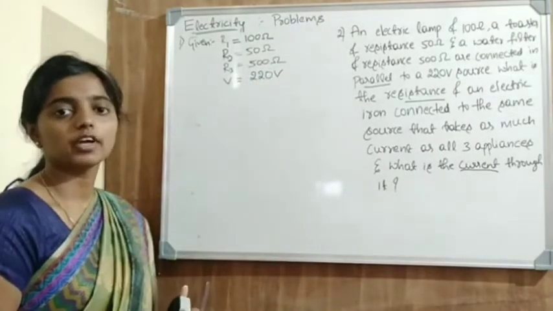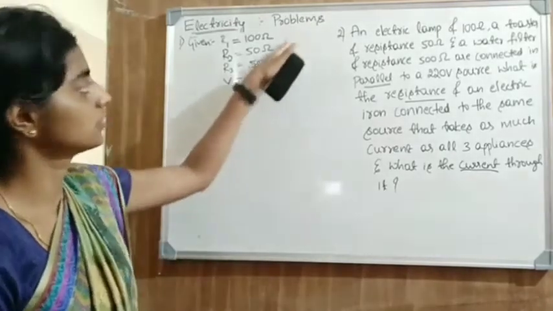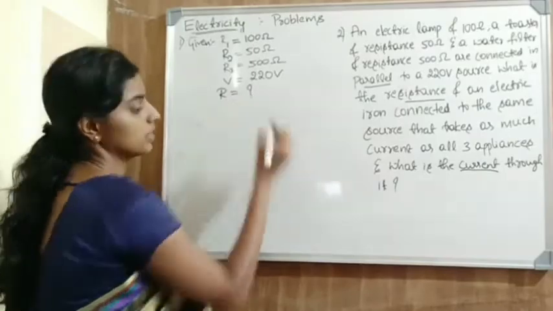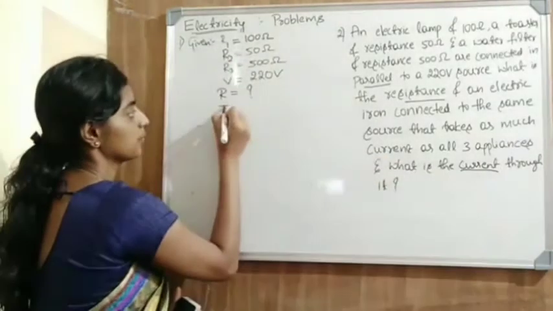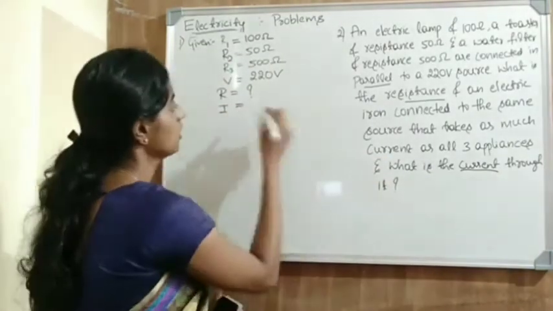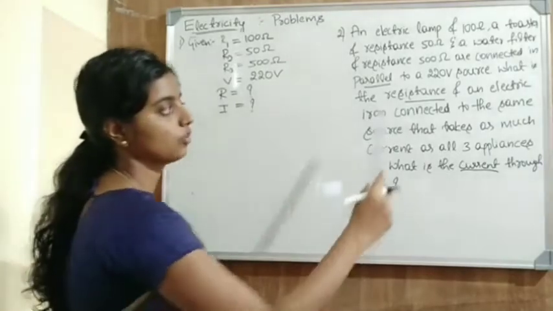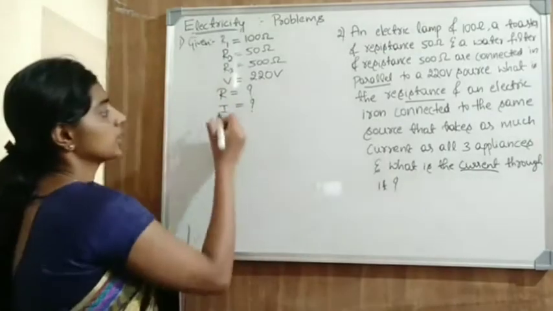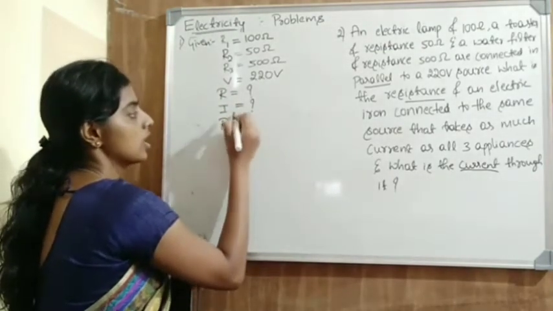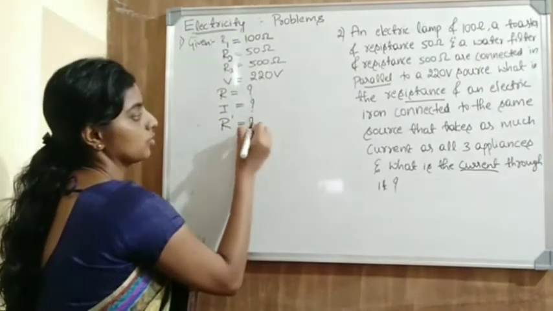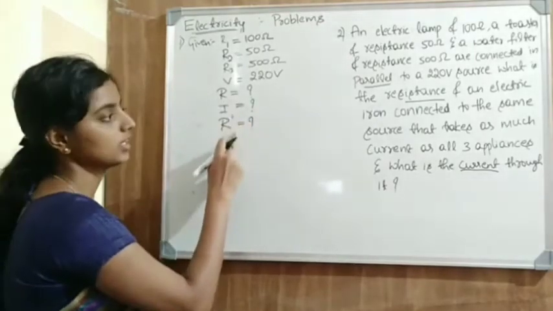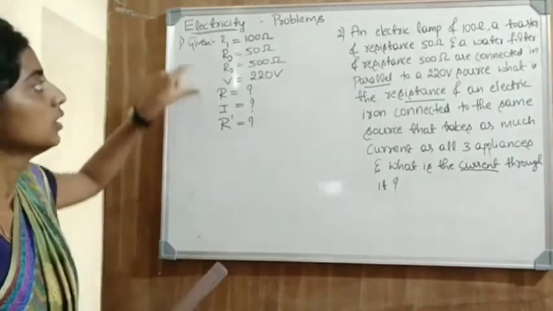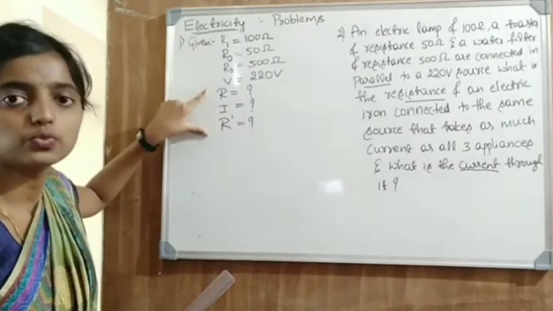What are the things we need to find out here? Using all these three resistors, we need to find out one resistance, then current, that is I, current flowing through it. Then one more thing we need to find out, what is that? The resistance of an electric iron. Again we need to write the term R, so I will use R bar to differentiate between this resistance and this resistance of an iron connected. So these are the given things and these are the things which we need to find out.